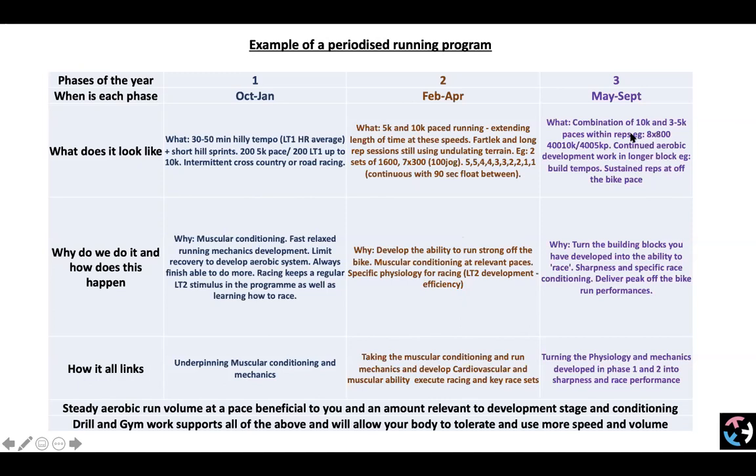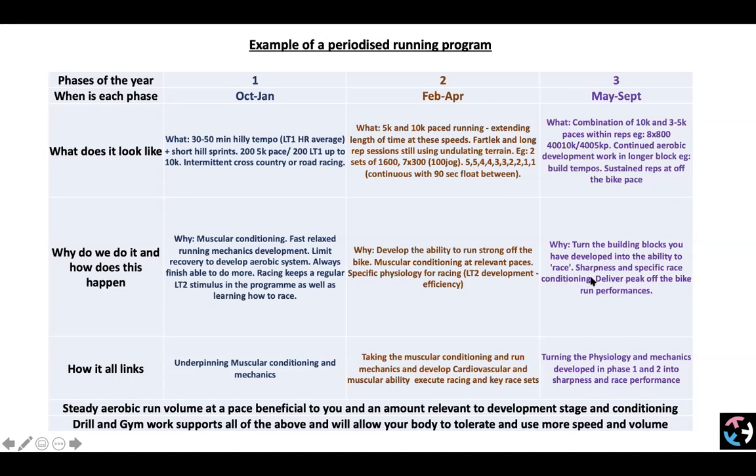So we do some longer sessions on the track, and it can be down to 3 to 5k pace. We might run a little bit quicker, and then we also do some 10k pace work, so around the LT2 development. So we might do 30 to 35 minutes of that sort of work, and it's turning the building blocks you've developed into the ability to race.